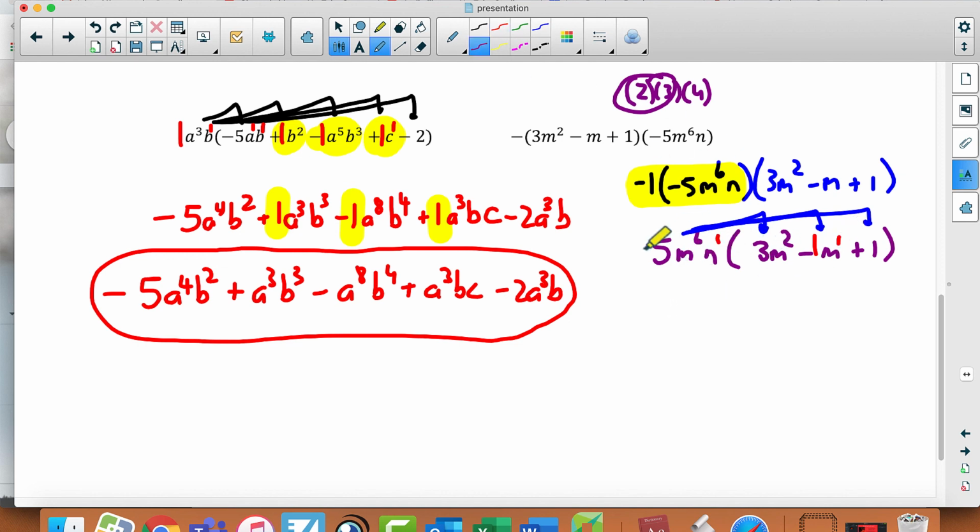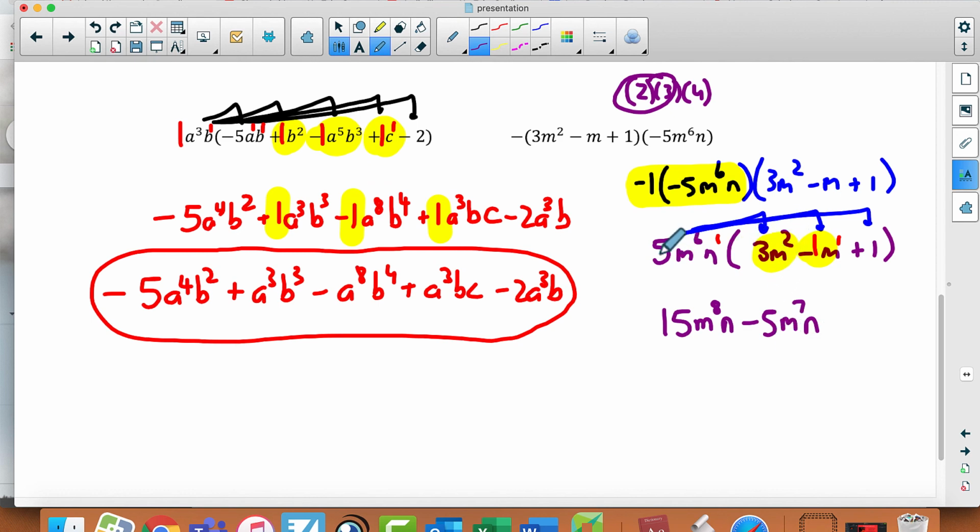So the first one, we're multiplying 5m6n to the 1 times this right here, the 3m squared. 5 times 3 is 15. M to the 6 times m squared, keep the base of m the same and add 6 and 2 and get 8. And then you still have an n, so you just rewrite the n. Okay, now we're multiplying by negative 1m to the first power. So 5 times negative 1 is negative 5. M to the 6 times m to the 1, add 6 and 1 and you get m to the 7. And you still have an n, so we'll rewrite that.